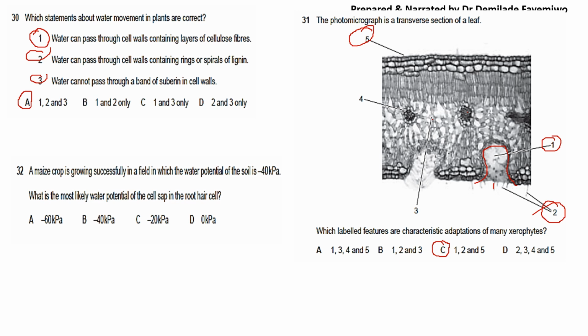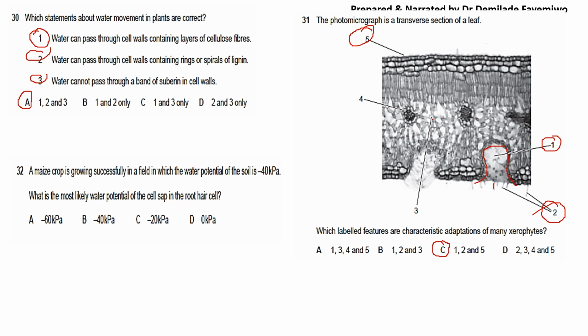So here, a maize crop is growing successfully in a field in which the water potential of the soil is minus 40 kilopascals. What is the most likely water potential of the cell sap in the root hair? So in this case, typically you're not often asked to calculate this kind of water potential. So this is quite a surprise, but let's think about it. The water potential of the soil is minus 40 kilopascals, which means that the soil has less water in it than the plant would, because the water potential is quite low. Or well, that's what we can assume.